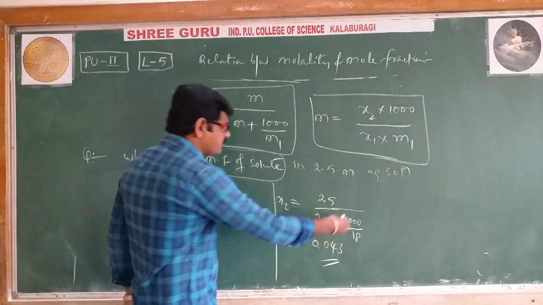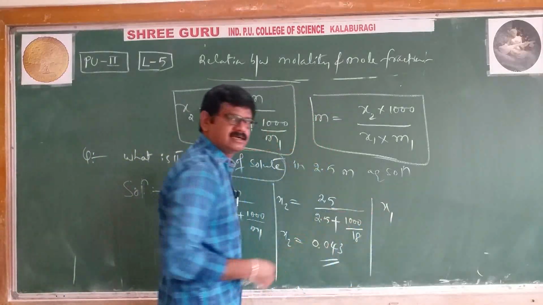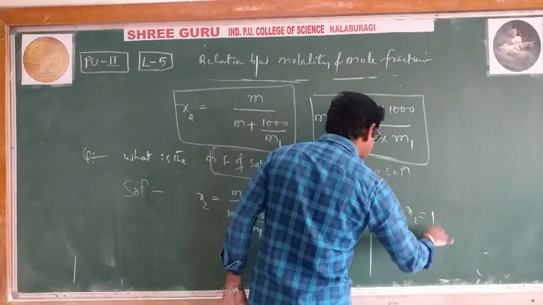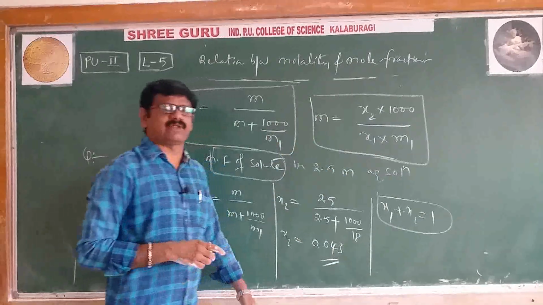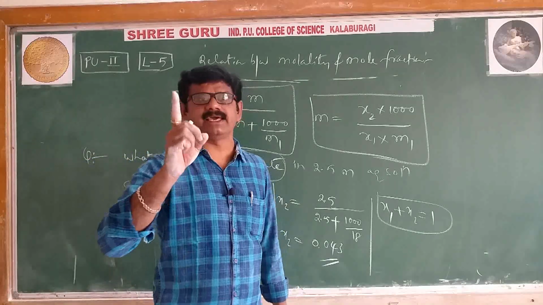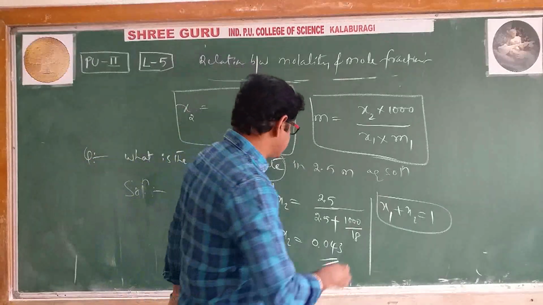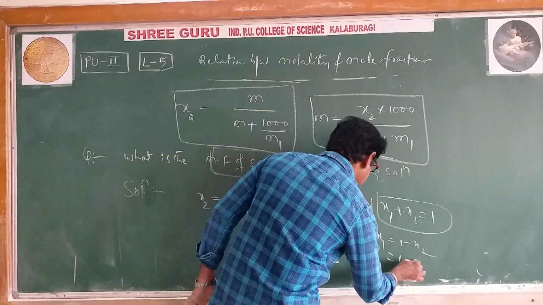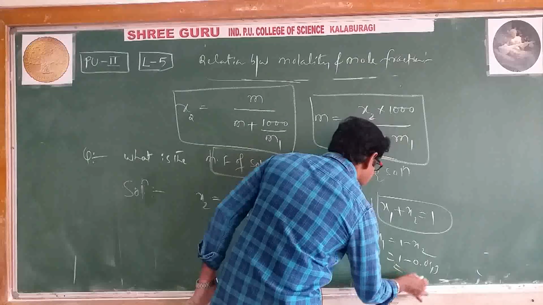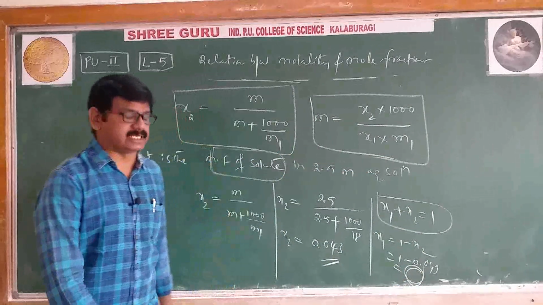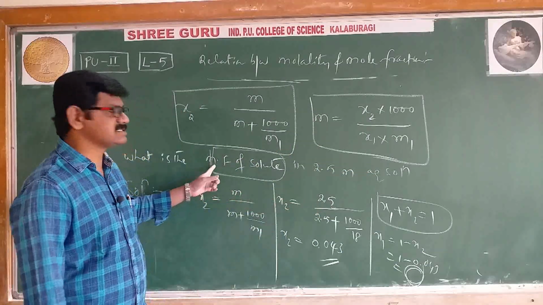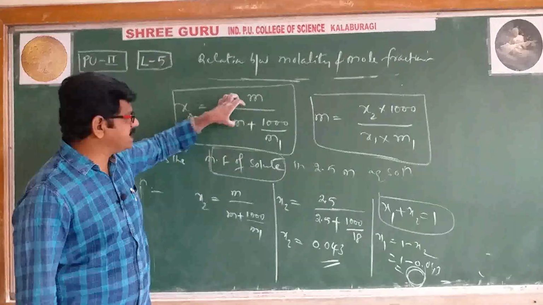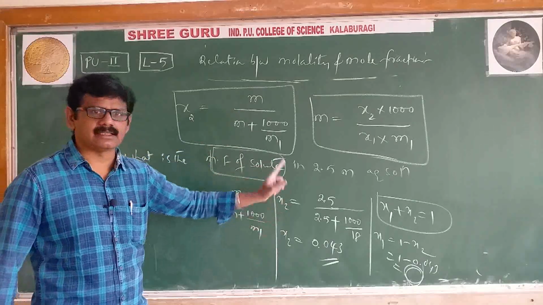And of course, if you want the mole fraction of solvent also we can calculate. Why? Because we have the relation x1 plus x2 equals 1. The sum of mole fractions of all the components is always equal to 1. Based on that, x1 equals 1 minus x2, and 1 minus 0.043, whatever value you get, you have to write. Of course, the question has not asked that. Only mole fraction of solute he has asked. That's it. Means based on this formula, this is the question.